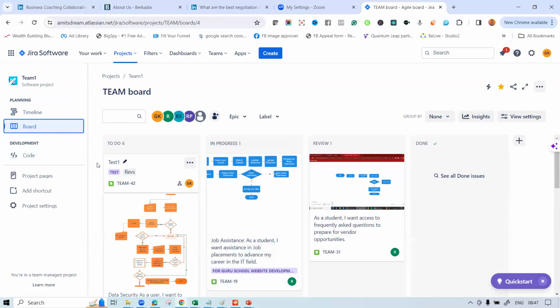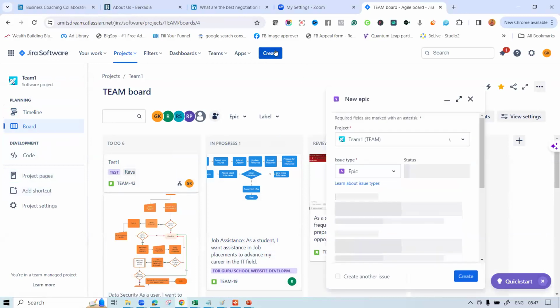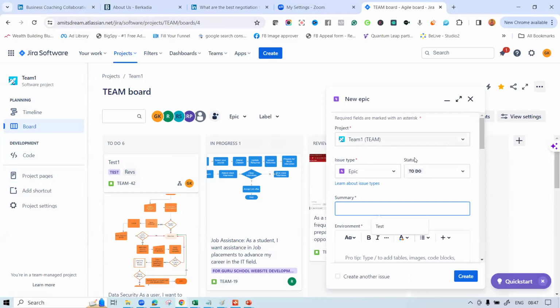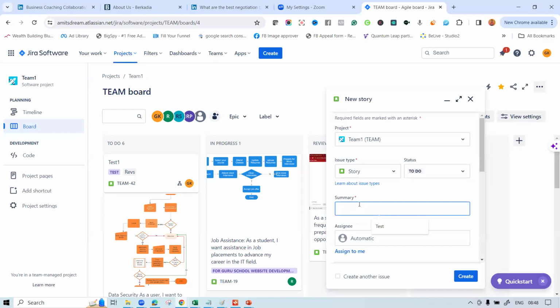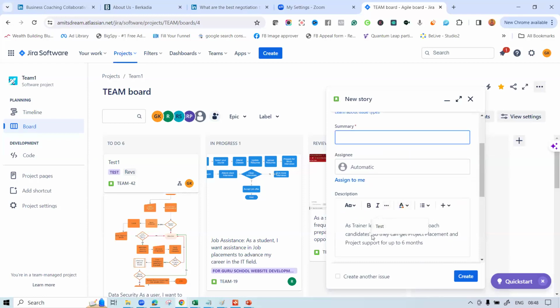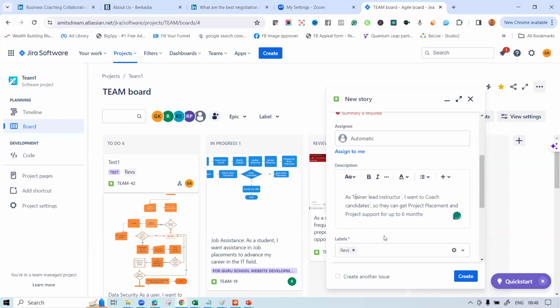If you choose to create tickets, you can just mark create and select the project wherein you are working. From here, you can create the epics. Under one epic, you can create multiple user stories like this. In a user story, you can write the summary and more details.